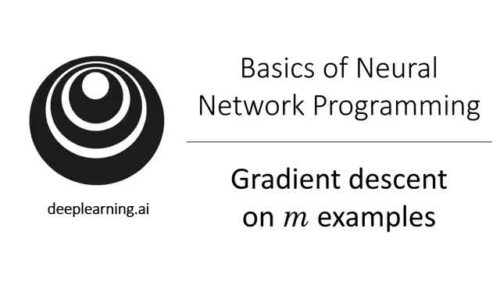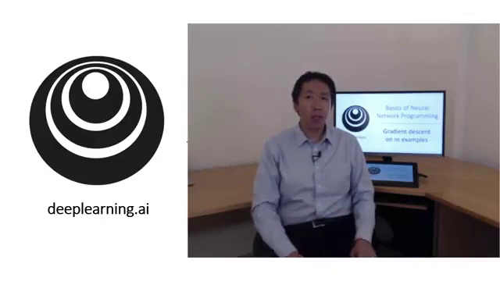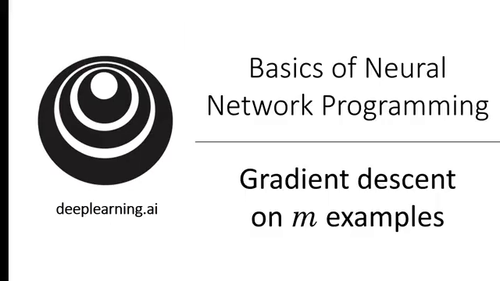In a previous video, you saw how to compute derivatives and implement gradient descent with respect to just one training example for logistic regression. Now we want to do it for m training examples. To get started, let's remind ourselves of the definition of the cost function J.